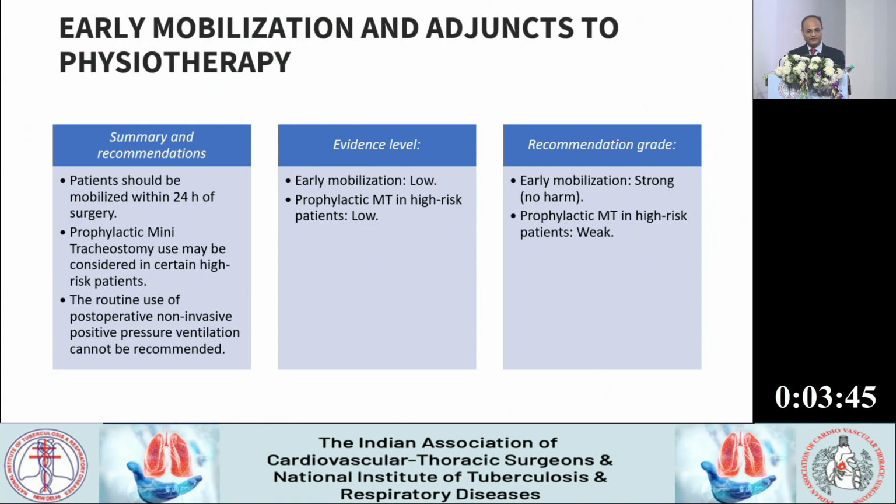Patients should be mobilized within 24 hours of surgery. Prophylactic mini tracheostomy use may be considered in certain high-risk patients. The routine use of post-operative non-invasive positive pressure ventilation cannot be recommended.